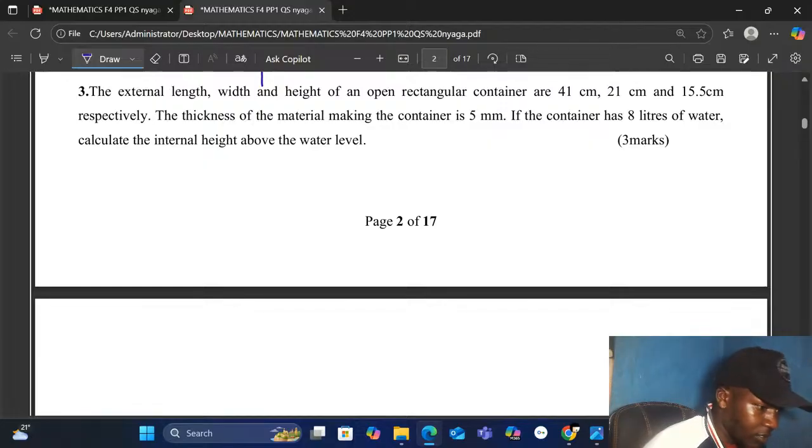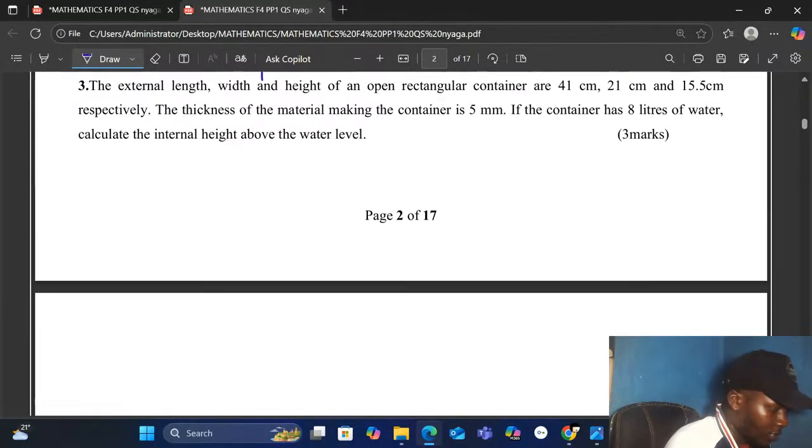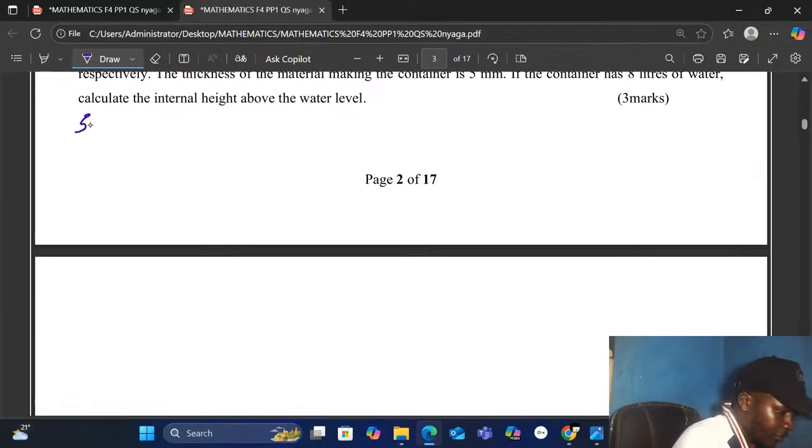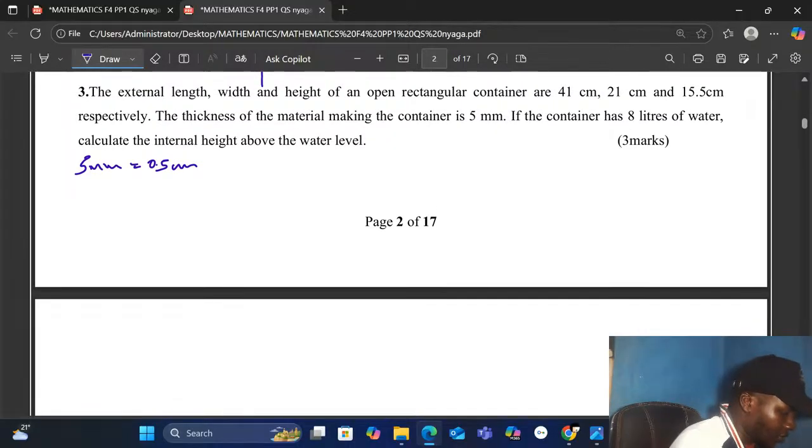The internal height above the level of water. Now we can see the thickness of the material is 5 millimeter. You can convert it to centimeter. So you can mark it. Now we can start from here. So 5 millimeter is equivalent to 0.5 centimeter. So that is the thickness of the material. Now we can look at the length.